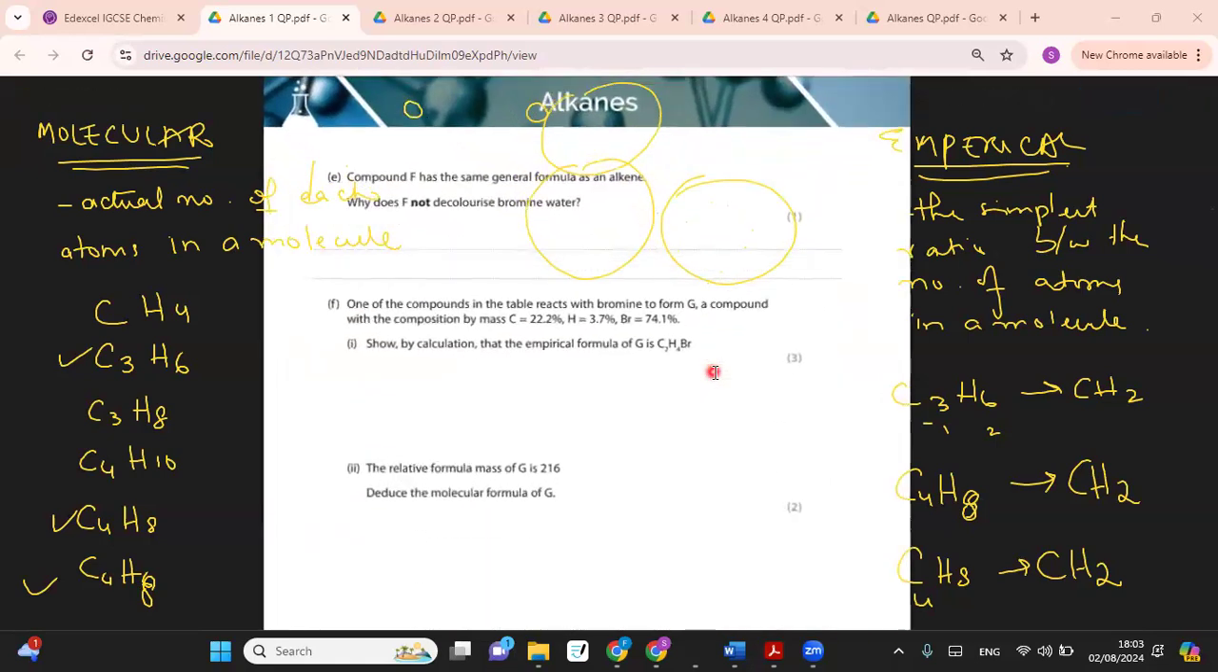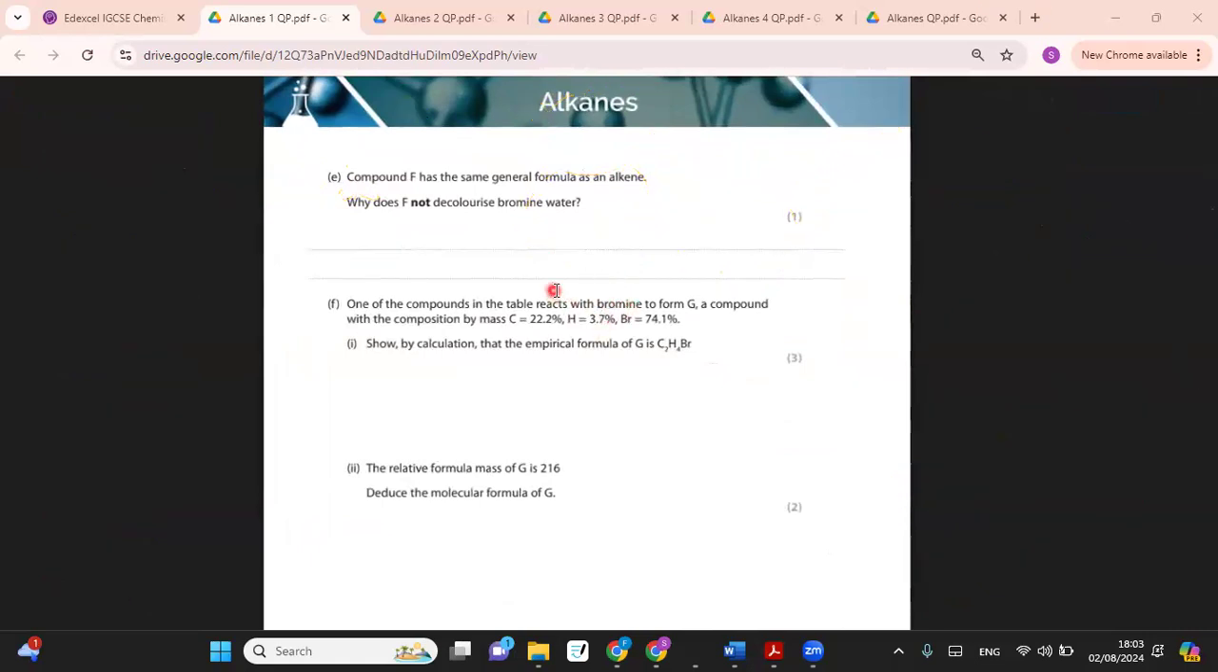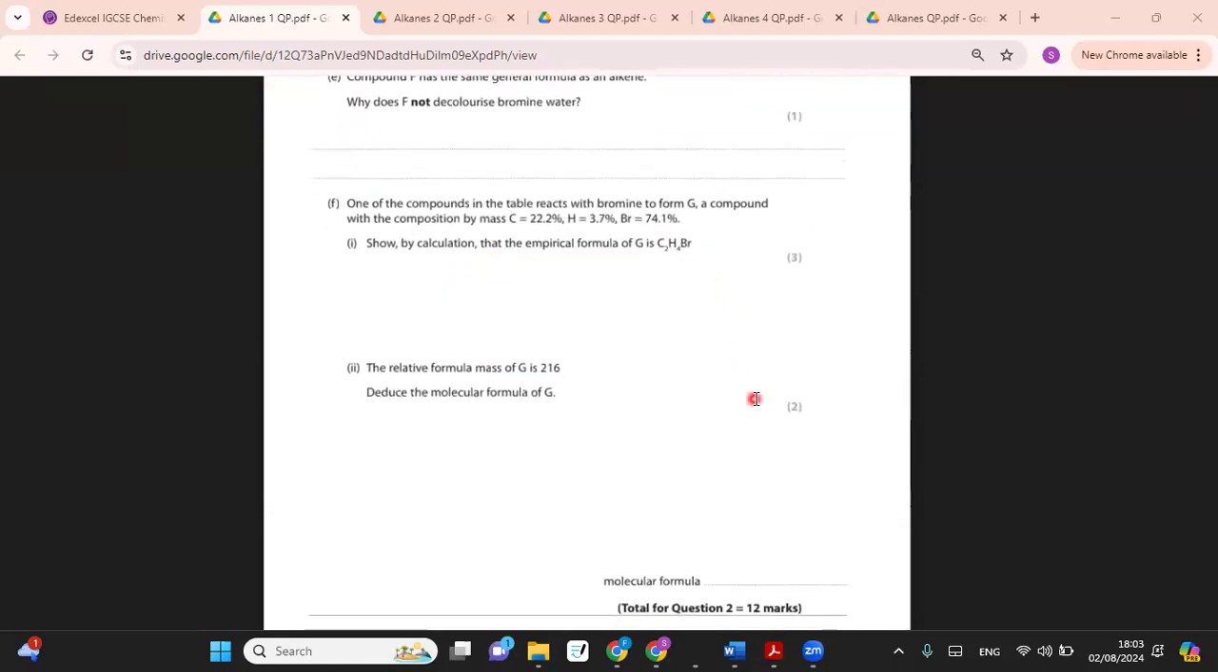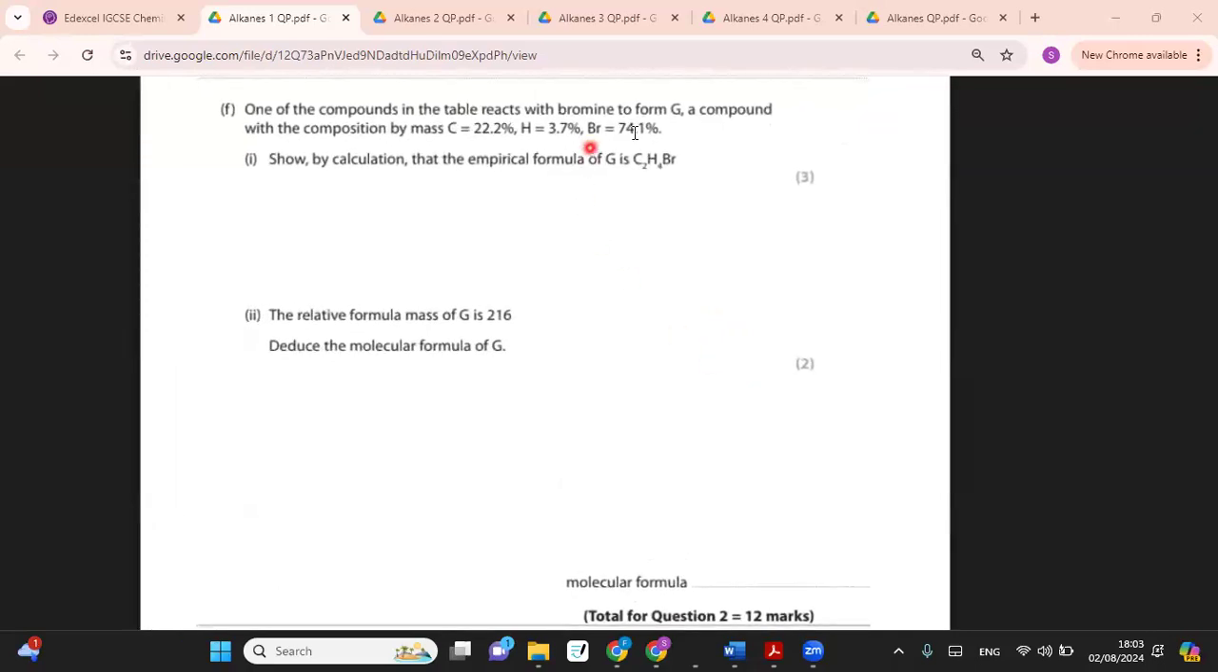Okay. Now they're saying one of the compounds in the table reacts with bromine to form G. A compound with the composition by mass, carbon 22%, hydrogen 3.7%, bromine 74.1%. Show by calculation that the empirical formula of G is C2H4Br. So we have to calculate the empirical formula.